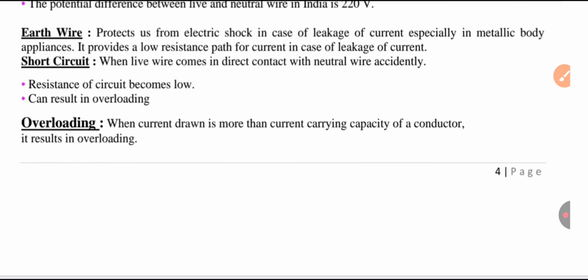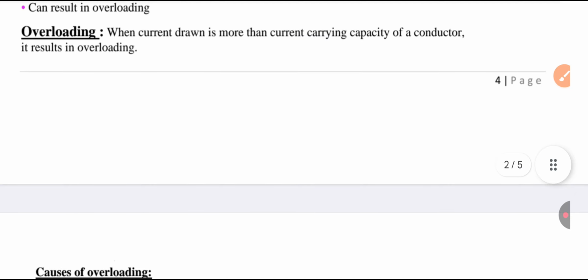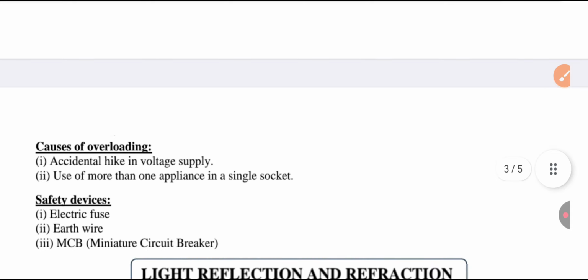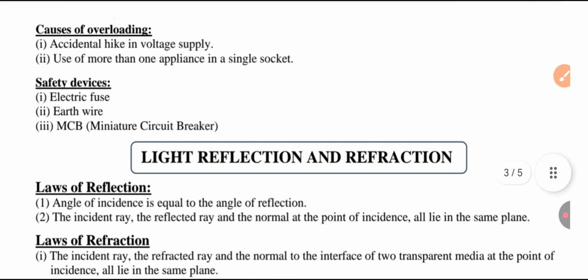Short circuit: when live wire comes in contact with neutral wire accidentally, a short circuit will take place. Resistance of the circuit becomes low, which can result in overloading. So the next concept is overloading. When current drawn is more than the current carrying capacity of a conductor, it results in overloading. Causes of overloading are an accidental hike in voltage supply and use of more than one appliance in a single socket.